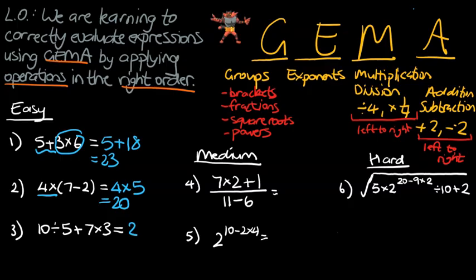So we're going to write down the 2, and I'm going to write down the rest of my maths exactly as it is because I haven't done that yet. So 2 plus 7 times 3. So I'm still on the M part of GEMA.